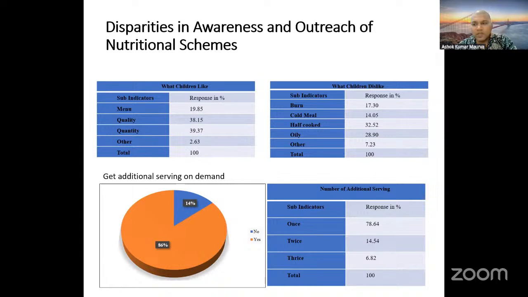We further inquired whether children get an additional meal. 86% of children said that they get an additional meal. And what is the ratio? If they're getting the additional meal, we further asked whether they get it once, twice, or thrice. In that response, 78% of children said that they get at least one additional meal in their schools, and around 15% said that they get it twice. So the additional meal is not an issue. The food is cooked in the premises, right in the place. There are issues with other things, but children are getting additional meals on demand.